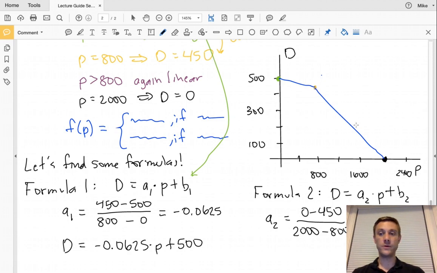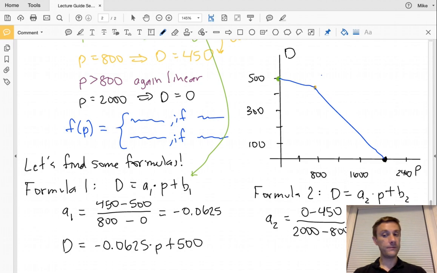If you imagine, so here's our blue line. If we had a dotted line that continued up and to the left here, it would actually hit the d-axis somewhere back here. It's just that our piecewise-defined function never lets it. It doesn't let it because this line only gets to take charge once we hit a price of 800.